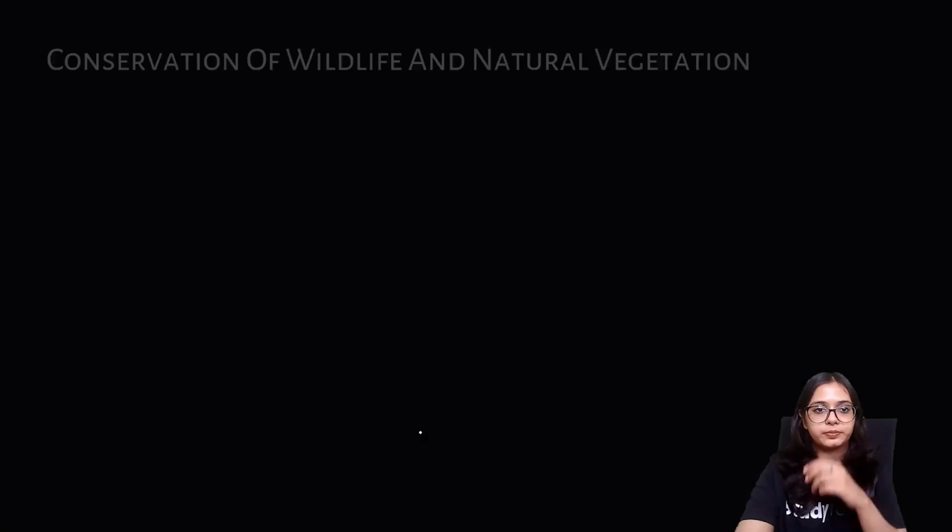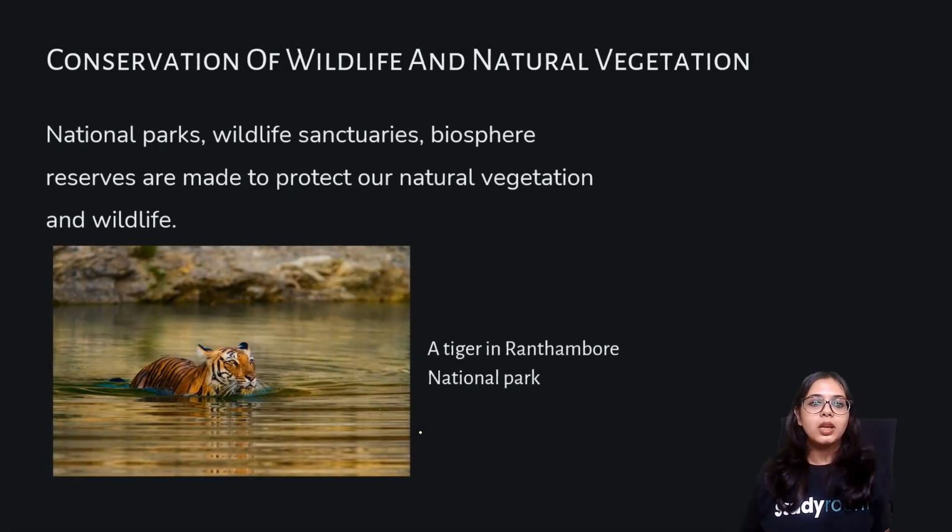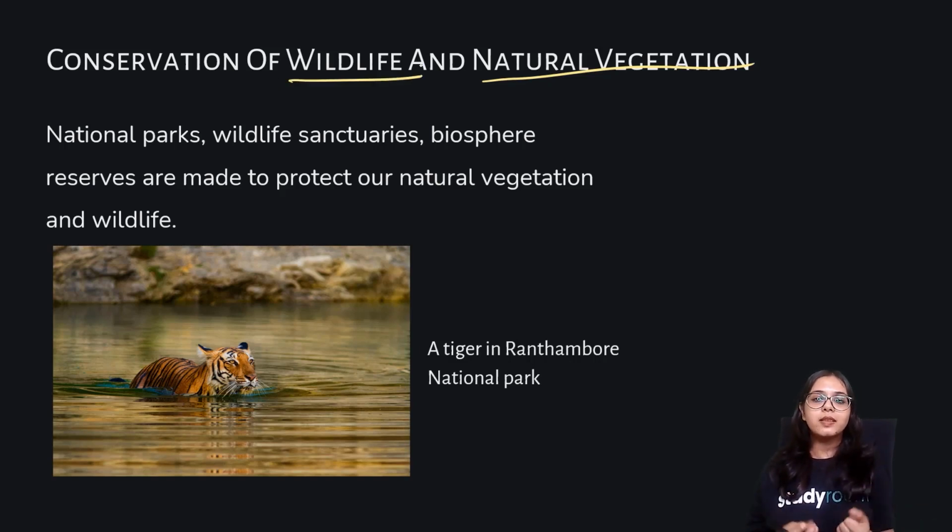Okay, now conservation of wildlife and natural vegetation. We know that we need natural vegetation for so many purposes, and we need wildlife for so many purposes. Now there is definitely an overexploitation going on. That is why there is a very urgent need internationally to conserve, because there is overexploitation of forest reserves. There is deforestation going on.